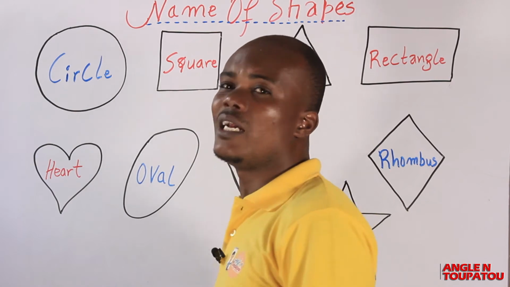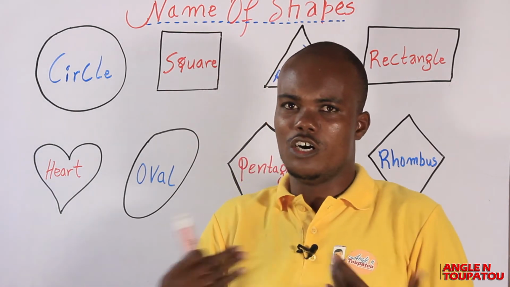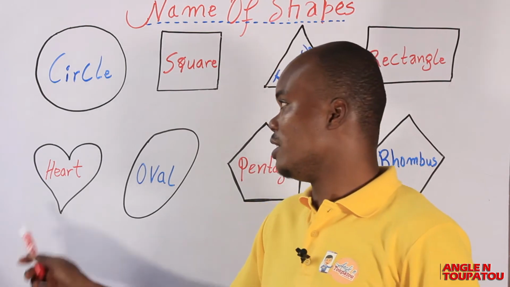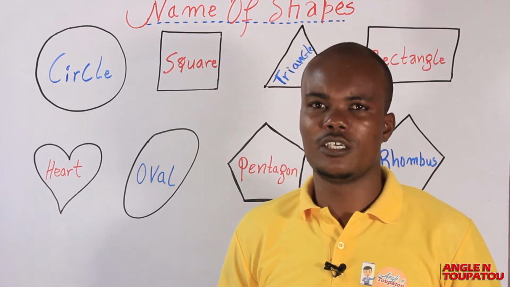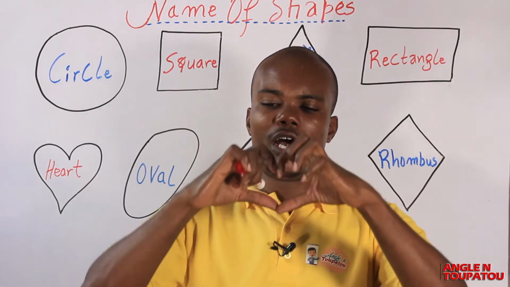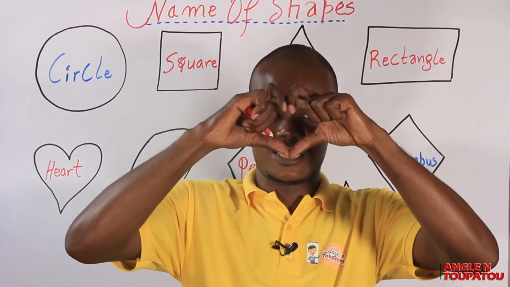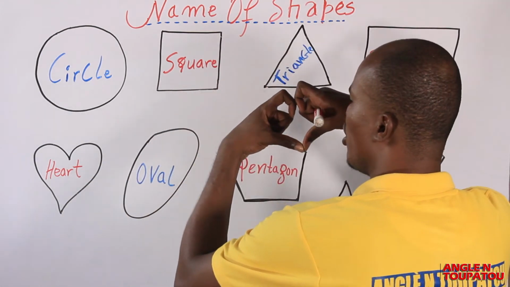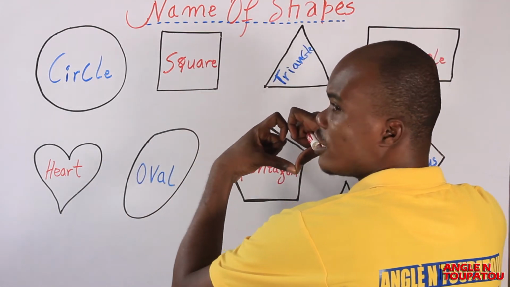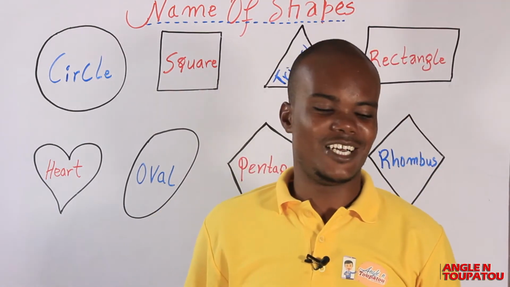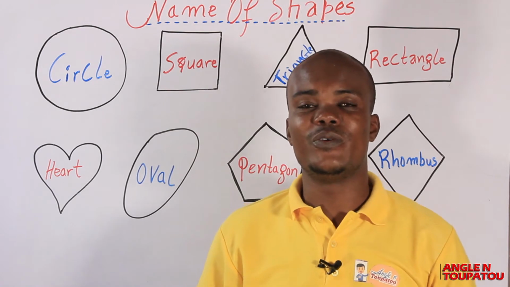After a rectangle, we got a heart. Heart. It's an organ and it's inside of your body. But when I'm talking about shape, you see this. This is a heart. A heart is like this. Or some people do it like this. If I show it to you, you see this is a heart. That means I love you.